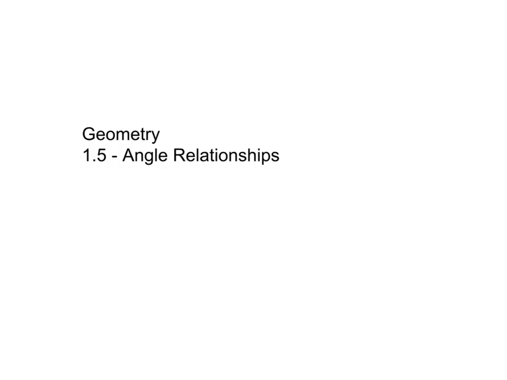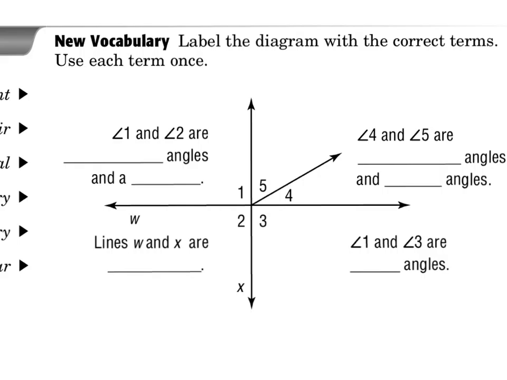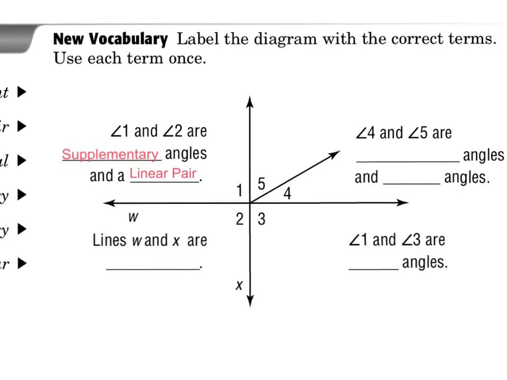Okay, first let's look at this figure here, and we're going to match the vocab that we have with these angles. So let's start, just work away like a clock, and let's start in the top left. So angle 1 and angle 2 are supplementary angles and a linear pair. Now supplementary angles mean they're angles that add up to equal 180. Linear pair are two angles that are adjacent that add up to equal 180.